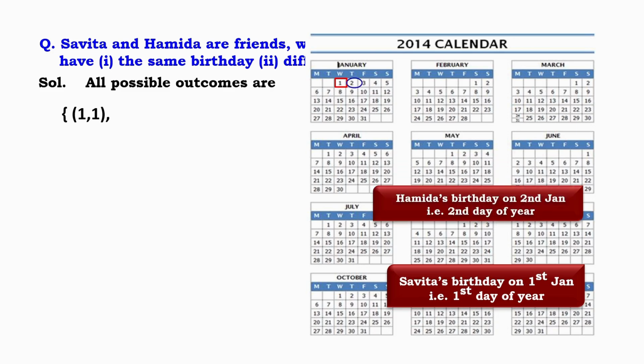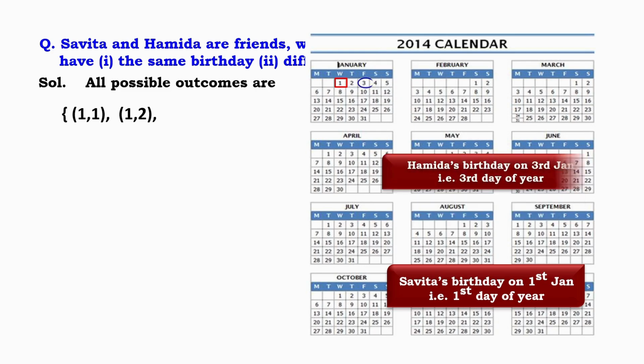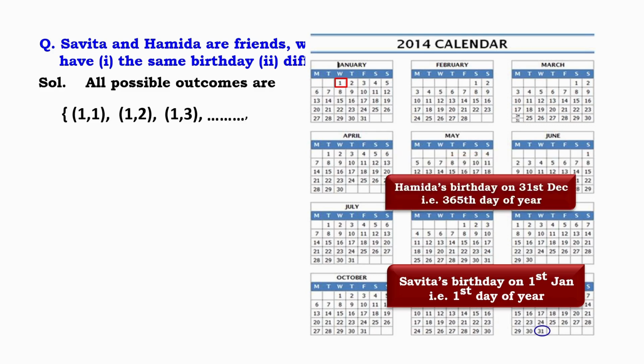Now if Hamida's birthday is on the 2nd Jan, the second day of the year, while Savita's birthday is on 1st Jan, then they will have birthdays on different days. So the possible outcomes are 1 1 and 1 2. Now if Hamida's birthday is on 3rd Jan, the third day of the year, then also they will have birthdays on different days. In this way it will go on, until Hamida's birthday is on 31st December, the 365th day of the year.